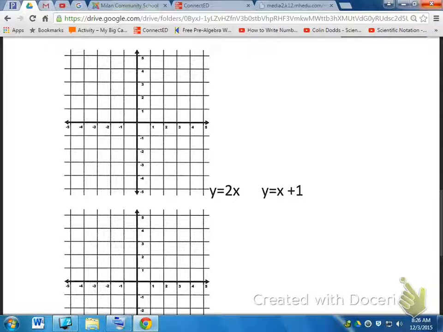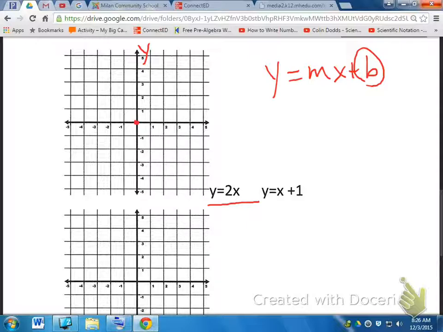So let's review. Remember, y equals mx plus b. That's the form we want. The b is the y-intercept, so that's where you start on the y-axis. And then you count the slope. So if I need to graph y equals 2x, what's the y-intercept of that? There's no number at the end, so what is it? 0. So I would start right here on 0.